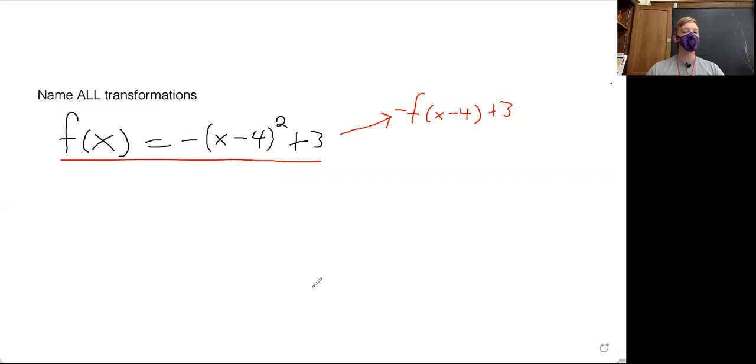So we need to name all of our transformations. What does this negative sign in front of the parentheses do? Or what does this negative sign in front of the f do? If we have a negative sign in front of this f, similar to what we saw on Friday, it's going to be a reflection on the x-axis. And if we have a negative sign in front of this parentheses, that also represents a reflection on the x-axis.